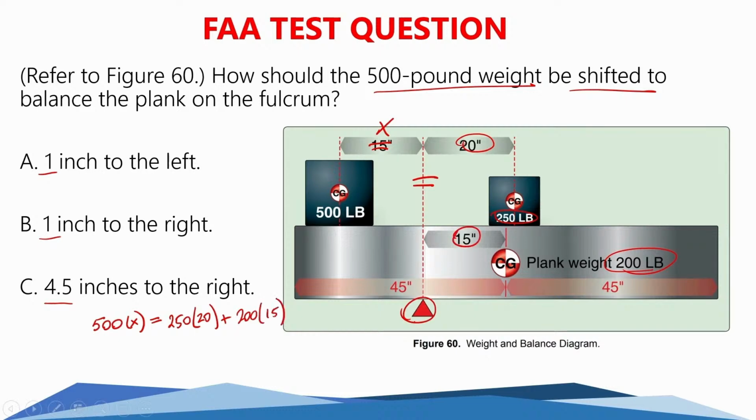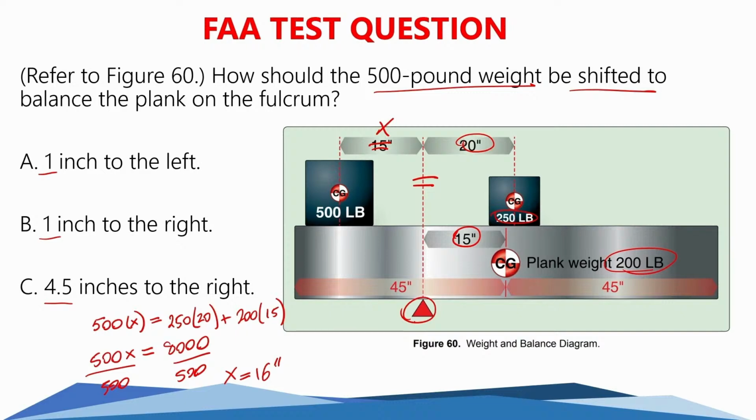All right, from here, very simple. It's just going to be math. So what I've got on this side is 500x is going to equal 8,000. I'm going to divide out the 500, both sides. Okay, and then I've got x is going to equal 16 inches.